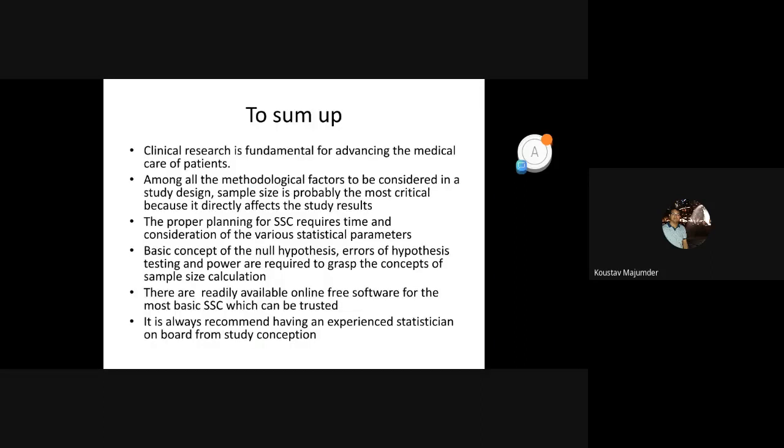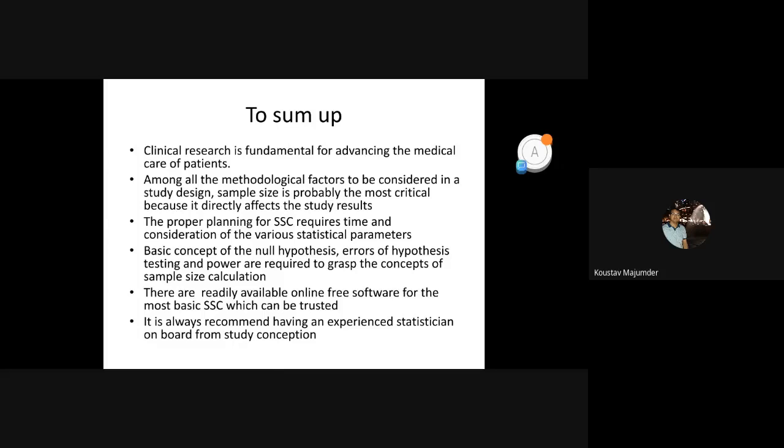Finally, to sum up, clinical research is fundamental in advancing medical care of patients. Among all methodological factors that need to be considered, sample size is probably the most critical, because a lot of things depend on it. Proper planning of sample size calculation takes time and consideration of various statistical parameters. But before that, you need to know the concepts: what is null hypothesis, what are the errors, what is power, because even to run the software, you have to have the concepts clear.